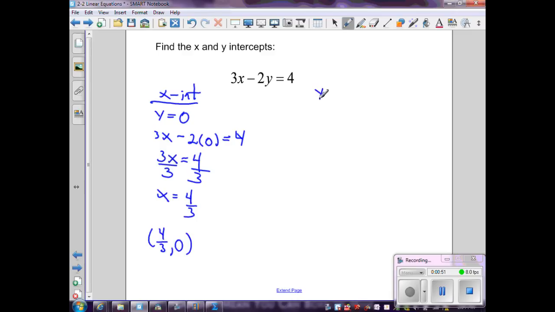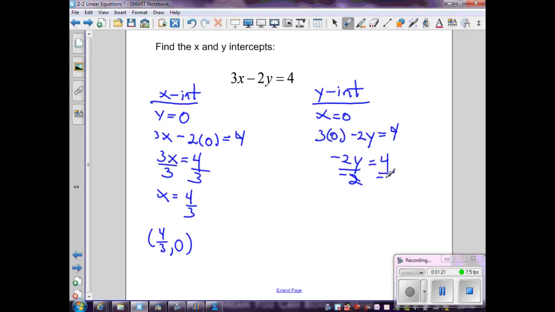Our y-intercept is found by either solving for y or substituting 0 in for x. So when I do that, I'm going to get 3 times, instead of x, I'm going to put a 0, minus 2y equals 4. That gives me a negative 2y equals 4. Divide by a negative 2. And y equals a negative 2. So my y-intercept is 0, negative 2.